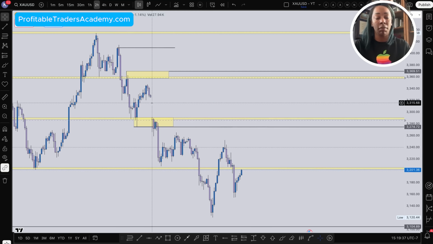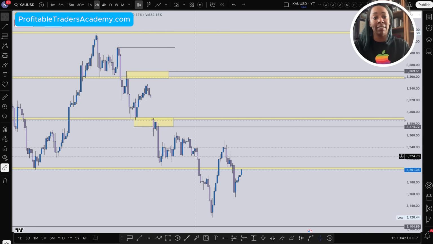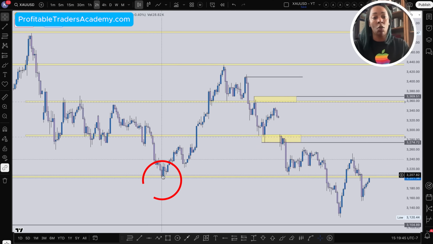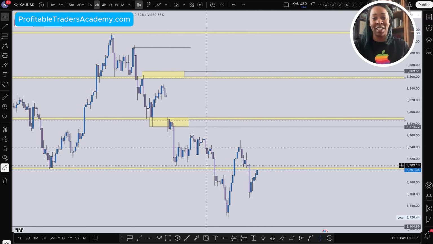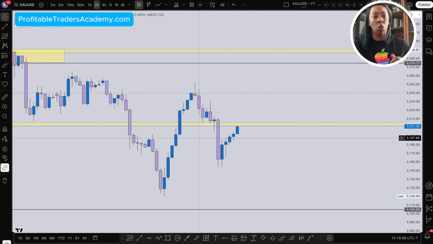Let's clean up our charts, basically starting from where price opened up this past week. Now we can see a lot more structure here. If we look over to the left, we can see exactly why we placed this level. And then I actually see something coming up for this upcoming week that looks really interesting that I'll talk about in a second here. But for right now, this is actually looking really good.